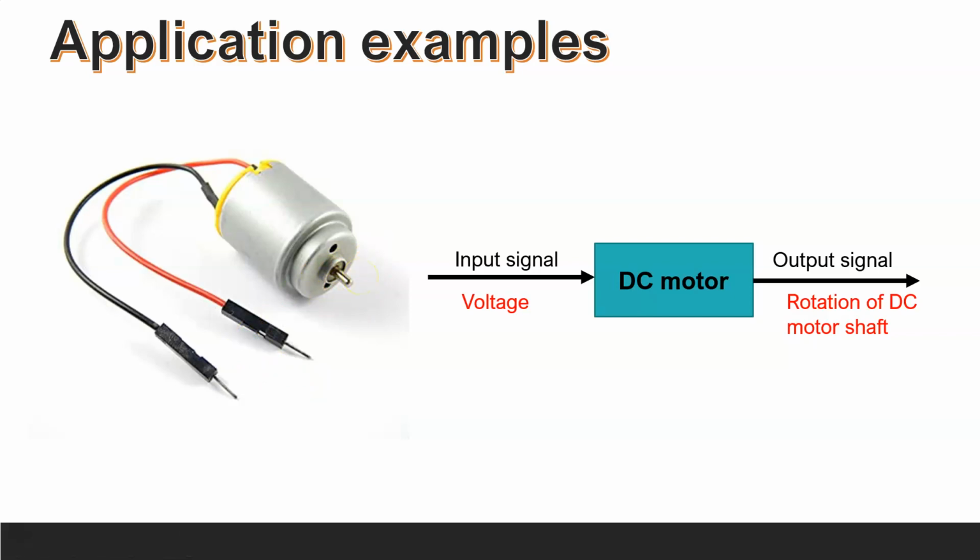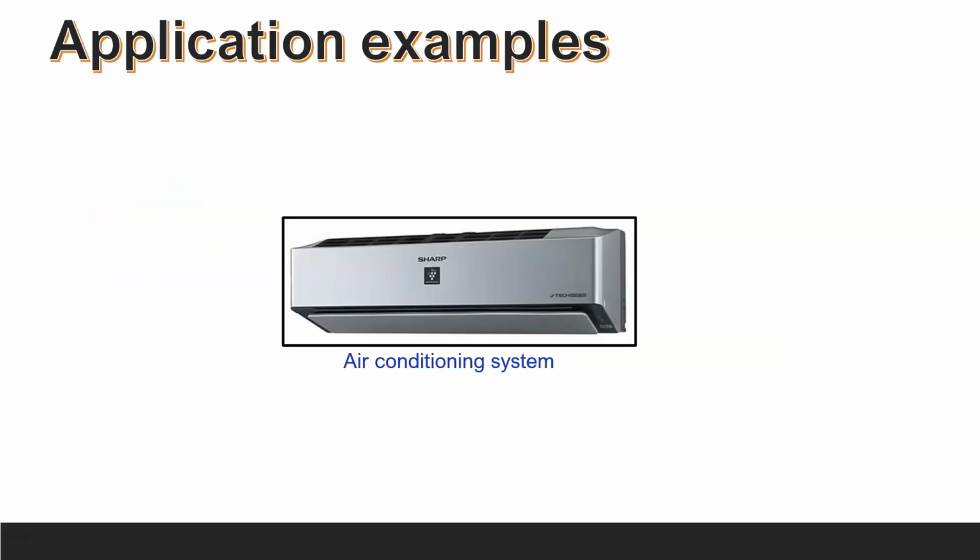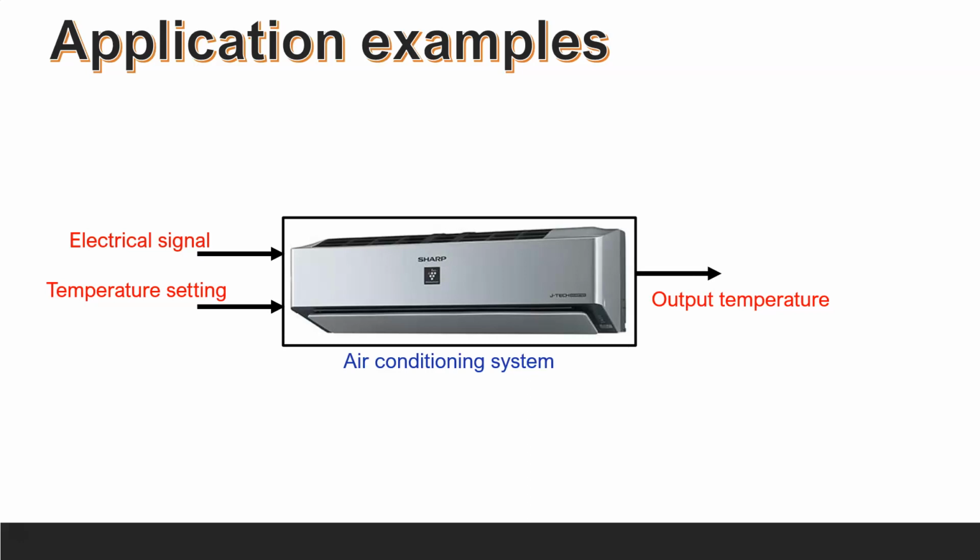Now, this one is a more complex system, and I'm sure all of you have seen this, which is an air conditioning system. So again, this system on its own will not be able to function. However, once you give input signals, such as the electrical signal and temperature setting, the compressor, the condenser, and also the controller inside the system will be able to modify and use these signals in order to produce a response, which is the temperature of the room.